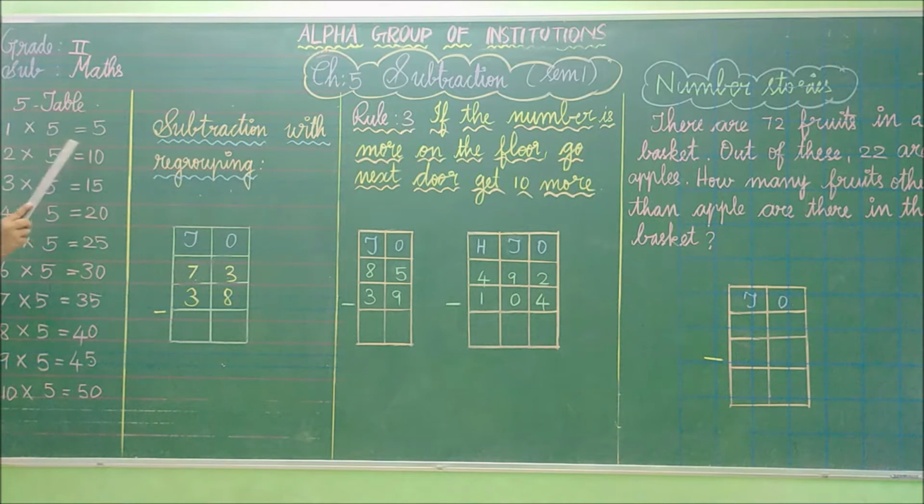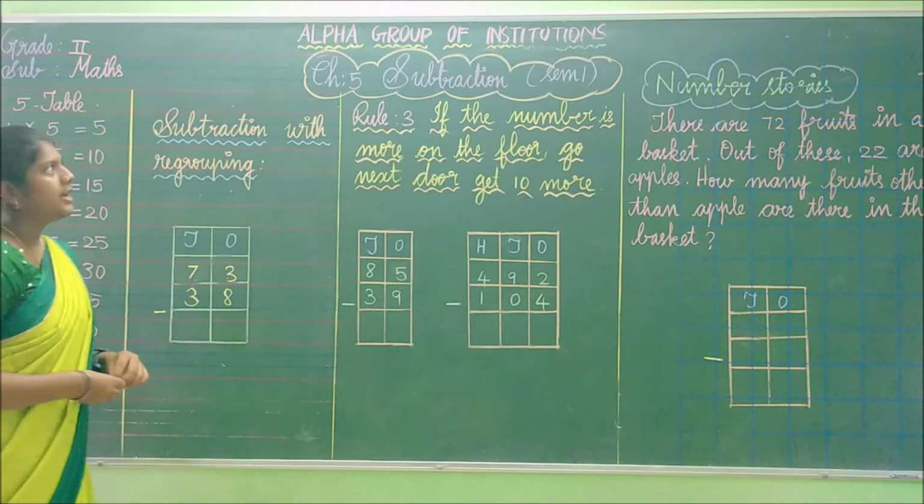1 5 is 5. 2 5s are 10. 3 5s are 15. 4 5s are 20. 5 5s are 25. 6 5s are 30. 7 5s are 35. 8 5s are 40. 9 5s are 45. 10 5s are 50.